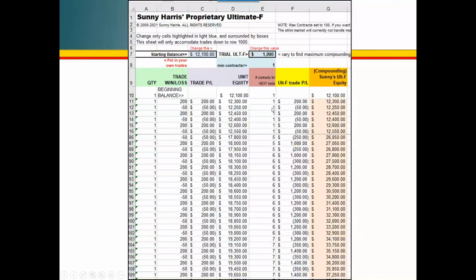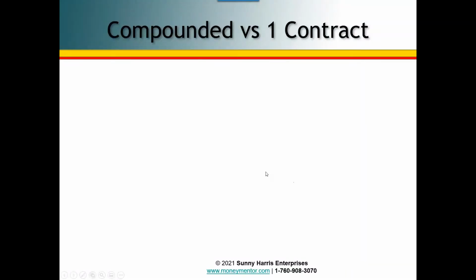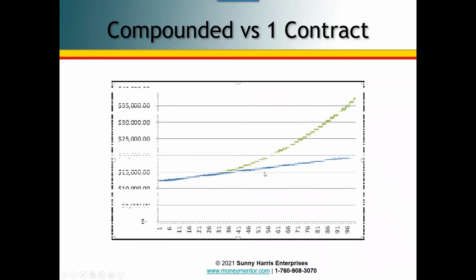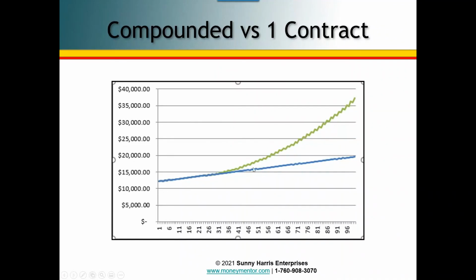So you see, we started out with 1, and then this horizontal line shows you where we skipped down to the bottom. 5, 5, 6, 6, 6, 7, 7, 7. It tells you, based on your profits, how many contracts you can trade. And it reduces the number of contracts when you're losing.